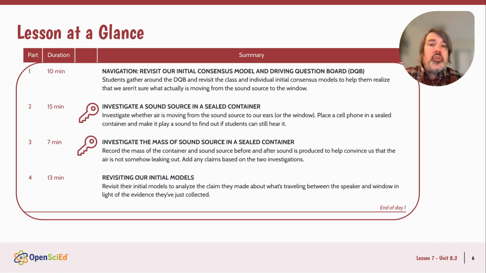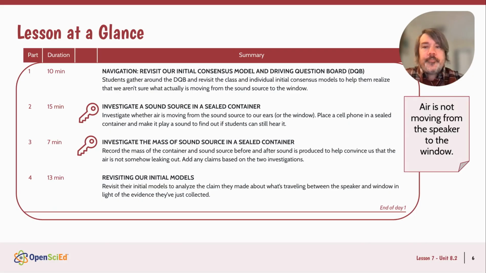And then we basically do 2 investigations. The first part is investigating something playing a sound in a sealed container. And then the second part is investigating what's happening with the mass. Basically, we're trying to convince ourselves that nothing's leaking out of it. And then we're going to revisit our models. That's going to lead us to the next investigation we're going to want to do in lesson 8.